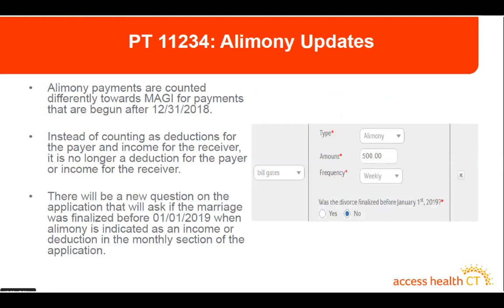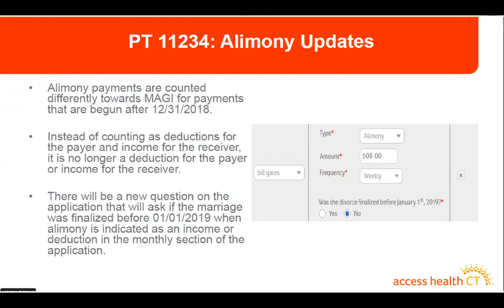Okay, so changes to how we calculate alimony as it relates to modified adjusted gross income. For clients who get divorced in 2019, they are no longer going to be able to include alimony in their modified adjusted gross income, and they're not going to be able to deduct alimony from their modified adjusted gross income. If their divorce was finalized by 12/31/2018, any time prior to that, alimony is still included both in modified adjusted gross income and as a deduction from modified adjusted gross income.